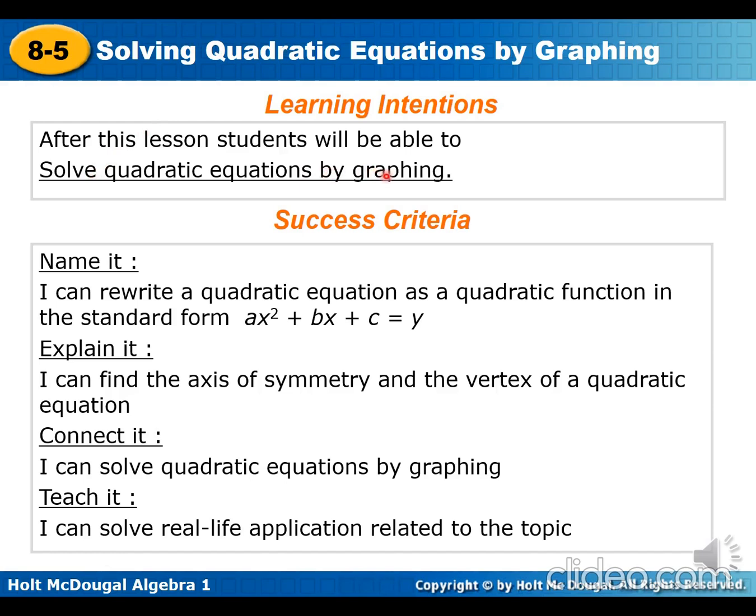As simple as that. The success criteria that we're going to have: name it, is to rewrite quadratic equations as quadratic functions in the standard form. Explain it, that I can find the axis of symmetry and the vertex of a quadratic equation. Connect it, I can solve quadratic equations by graphing. So as you can see, to get to our goal, we need to go through these stages first. At the end, teach it. We're going to apply real-life applications related to the topic.